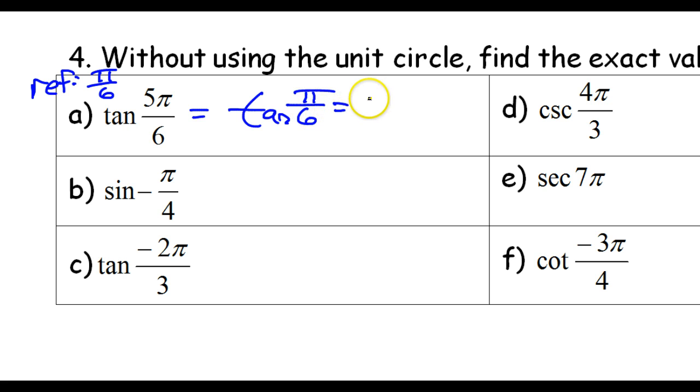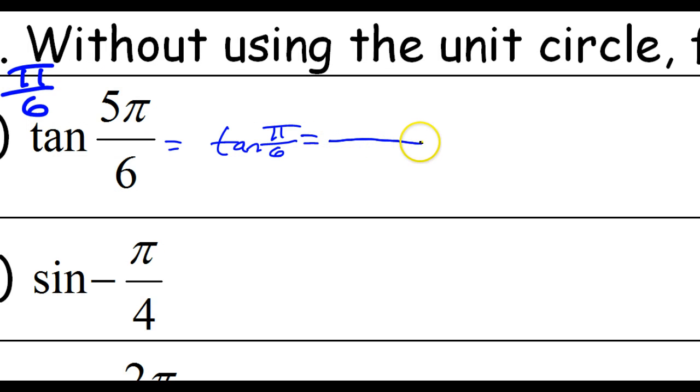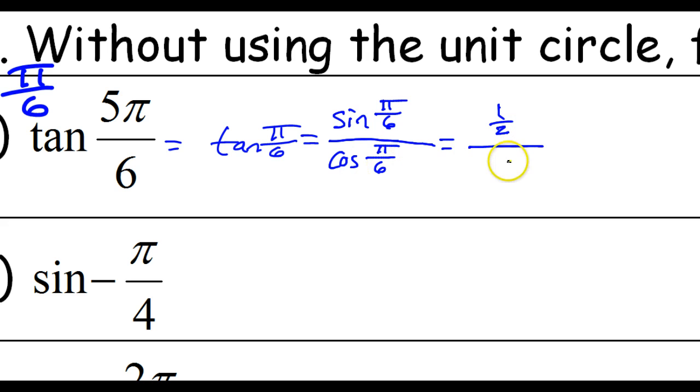Tangent is sine over cosine, though. So this is going to equal sine of pi over 6 over cosine of pi over 6. We have memorized these two things, I hope. I really, really hope. What's the sine of pi over 6? Right from the cranium, that's 1/2. What's cosine of pi over 6? That's radical 3 over 2.